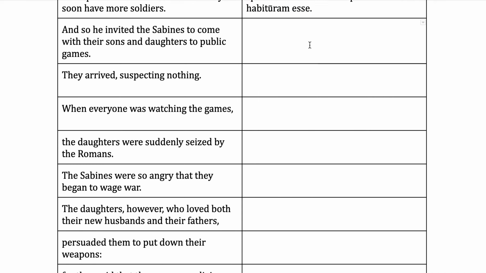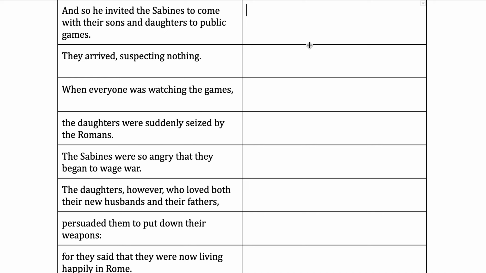Okay, then if we go into the next sentence, and so, like in Latin, and so is itaque. And then he invited, so to invite in Latin is invito, invitare, but here we want the perfect tense, third person singular. So invitavit, he invited. And then the Sabines, so the Sabines in Latin are Sabini, but here they are the object, so Sabinos, accusative plural.